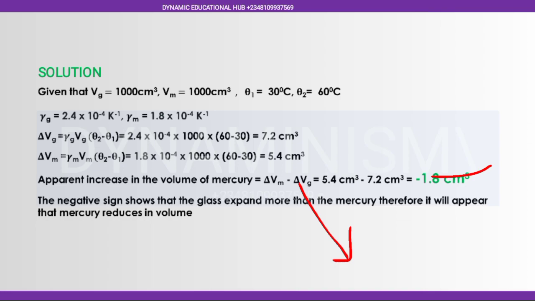Yeah, let's look at the final verdict on this solution. The negative sign shows that the glass expands more than the mercury. Therefore, it will appear that mercury reduces in volume. I've explained it earlier on. So it will not look as if your mercury actually expands, but you know that it expands. But at the end of the day, you discover that the volume of your mercury will come down because the glass has expanded the more compared to your mercury. That is why we have what? The apparent change in the volume of your mercury will now be what? 5.4 minus 7.2, 1.8 centimeter cube reduction.